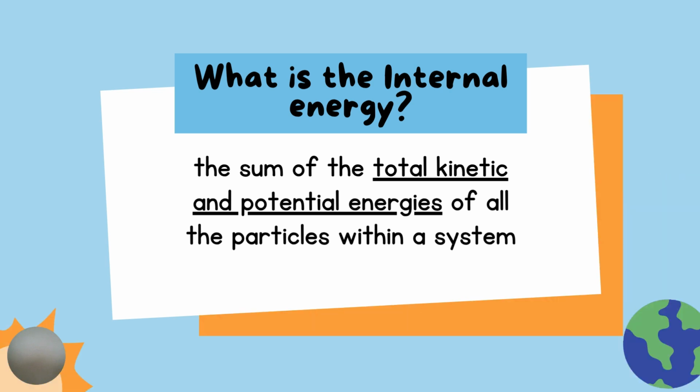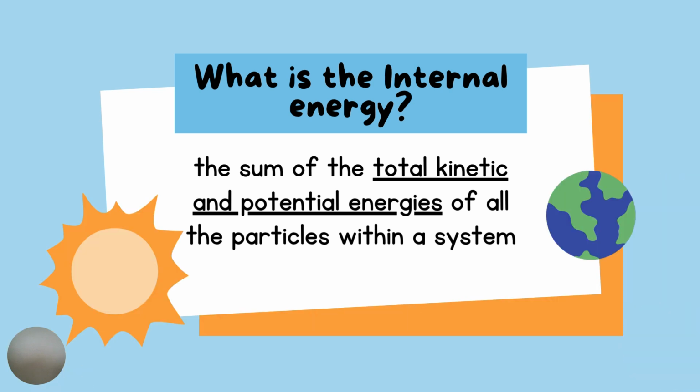But before that, we talk about internal energy first because it has a relation with specific heat capacity. So what is internal energy? Basically, internal energy is the sum of the total kinetic energy and potential energies of all the particles within a system. What does a system mean? When we talk about a system, we're talking about everything around us. Everything around us is matter: solid, liquid, and gas. So let's say you have a ball. Inside the ball, that's the system of the ball.